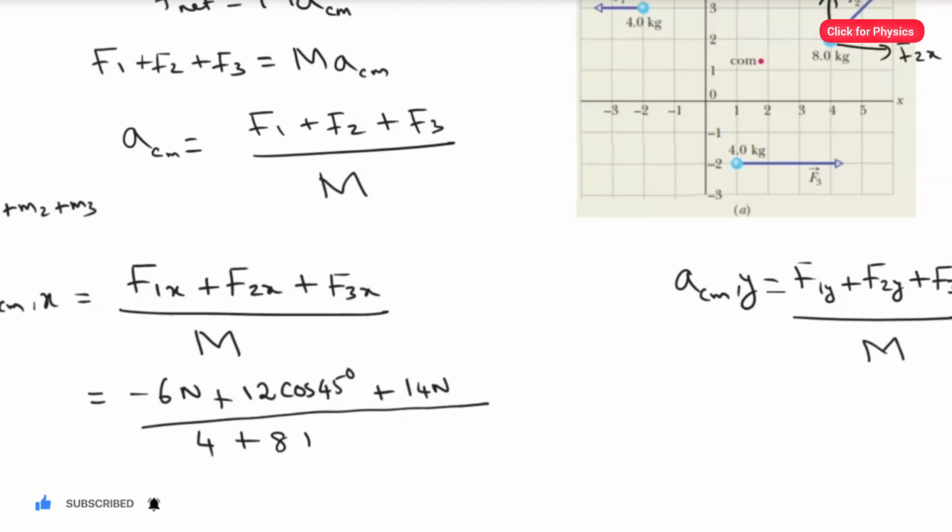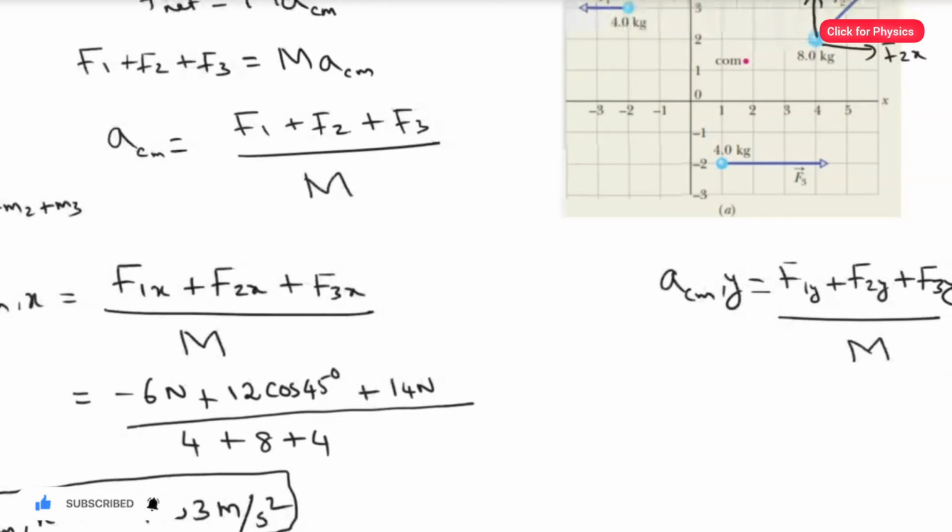So I can just write here 4 plus 8 plus 4. So now we have to find the answer for the acceleration center of mass x component value. So let's see what is the answer. Minus 6 Newton plus 12 cosine of 45 degree plus 14 divided by 4 plus 8 plus 4. I got the answer here as 1.03, and the unit is very, very important. The acceleration unit is meter per second square. So this is our x component of the acceleration center of mass.